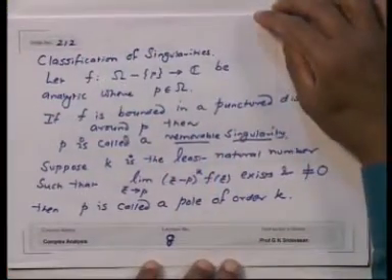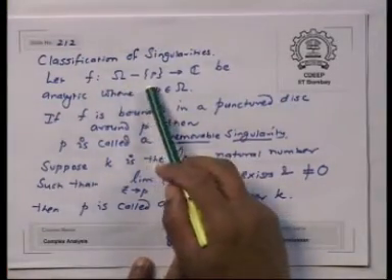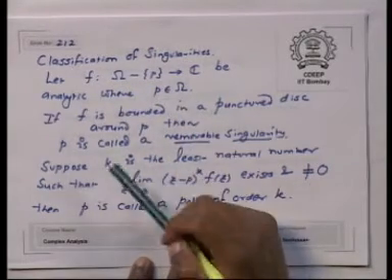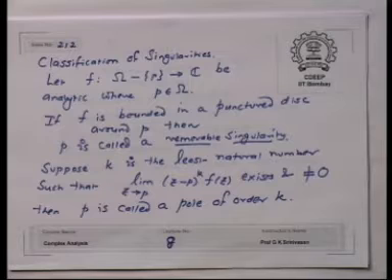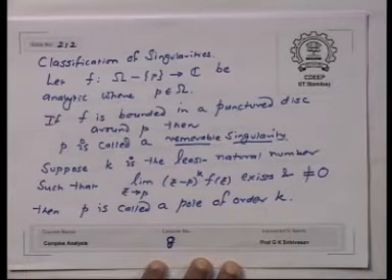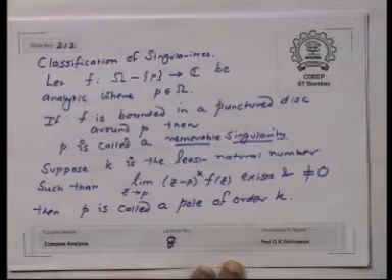All right. So, first is a classification of singularities. So, let f be from omega minus p to C, that is on a punctured domain you have a function which is analytic. Then if f is bounded in a punctured disk around p, then p is called a removable singularity. Remember, what is Riemann's theorem on removable singularities?